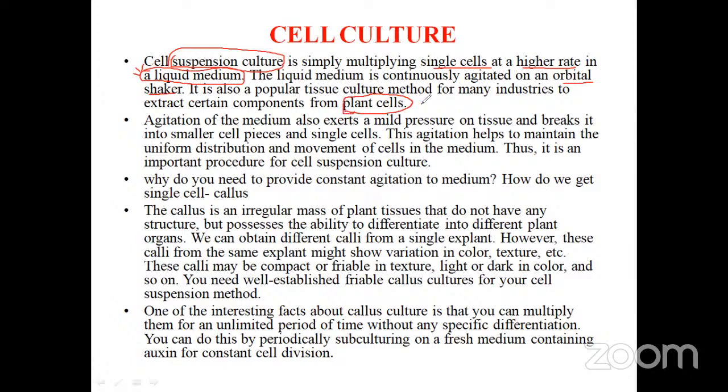So if you want to get a number of plant cells, first you prepare the liquid nutrient medium, that is called suspension culture. To the suspension culture you add the callus. You inoculate the callus and place it inside the orbital shaker. What happens? It keeps shaking continuously, and mild pressure forms on the tissues or callus. So agitation of the medium also exerts pressure. Due to the shaking, mild pressure falls on the callus or tissue. As a result, it breaks into smaller cells and single cells.